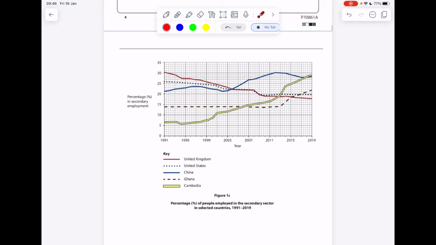If we look at China in the blue line, they've experienced different rates of growth in the percentage of the secondary sector, with a rapid increase over here from 2001 to 2012. So China's kind of doing its own thing.